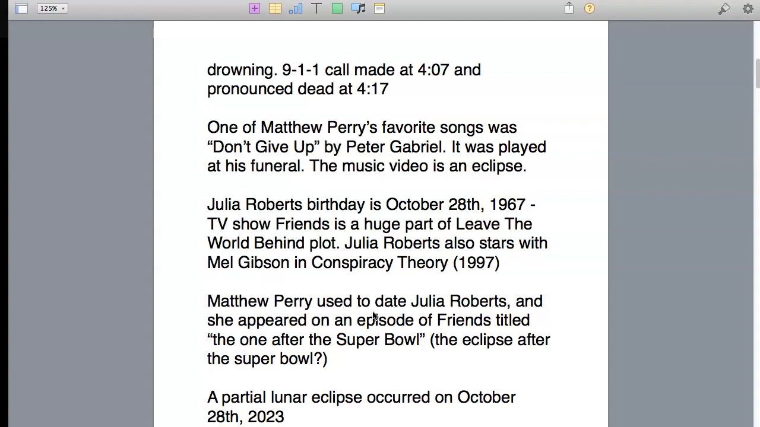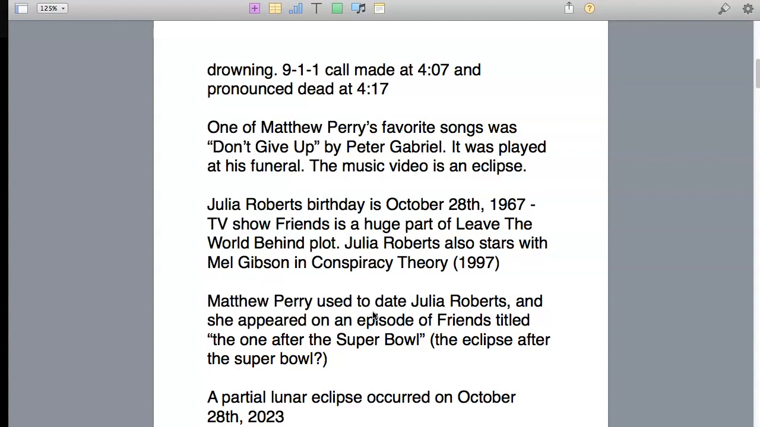In the context of the plot, America is in the process of being destroyed. The White House is under attack. Bombs have been dropped in New York City. The whole thing is falling apart. And all she wants to do is watch the last episode of Friends. Just a really interesting tie-in, though, that Julia Roberts stars in that movie. Her birthday is October 28th, and Matthew Perry dies on that date, which was 3 days after the world premiere of Leave the World Behind.